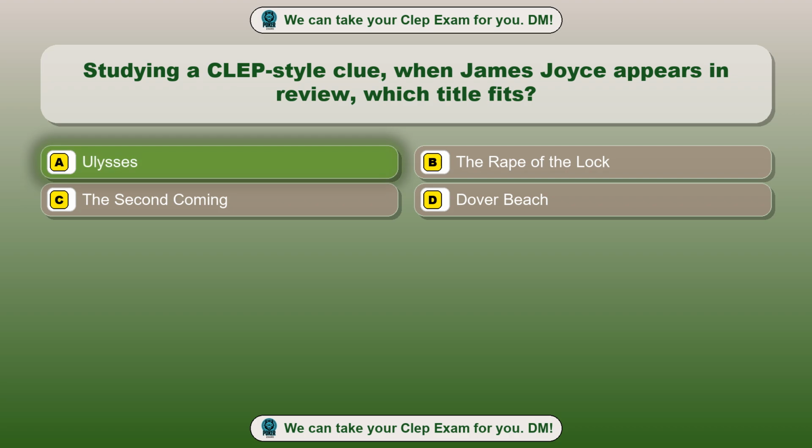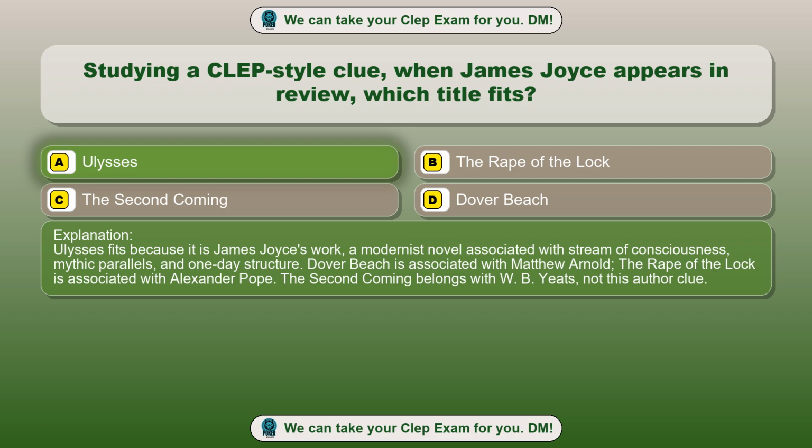Ulysses. Ulysses fits because it is James Joyce's work, a modernist novel associated with stream of consciousness, mythic parallels, and one-day structure. Dover Beach is associated with Matthew Arnold. The Rape of the Lock is associated with Alexander Pope. The Second Coming belongs with W. B. Yeats, not this author clue.